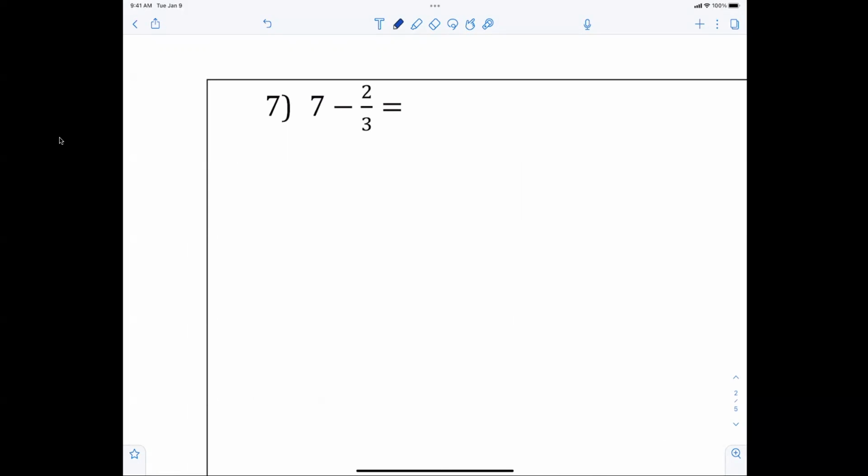You have 7 pizzas. You eat 2/3 of one. How much pizza is left? 6 and 1/3. I never understood that. It's just 6 and 1/3, right? I have 7 pizzas. Come on, this is how I want you to think about it.